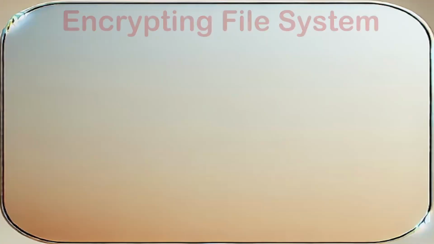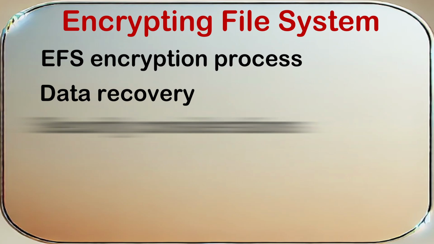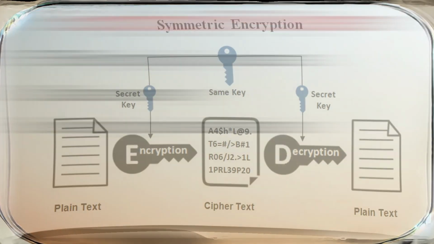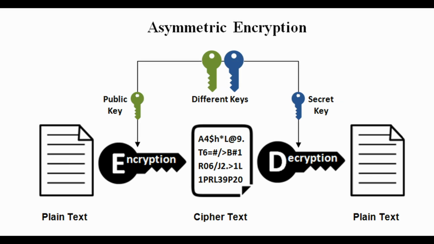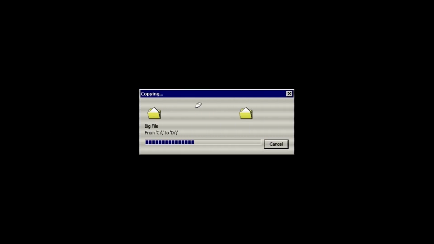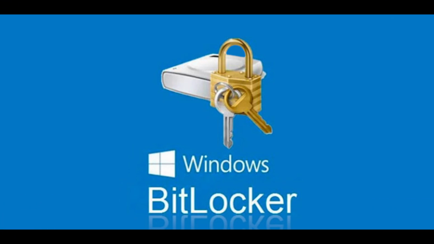In this lesson, we'll look at the EFS encryption process, recovering data, and some security considerations with EFS. EFS combines the speed of symmetric encryption with the convenience of asymmetric encryption. However, keep in mind that EFS is used to encrypt individual files or folders on the system, not the entire drive. You would have to use BitLocker for that.